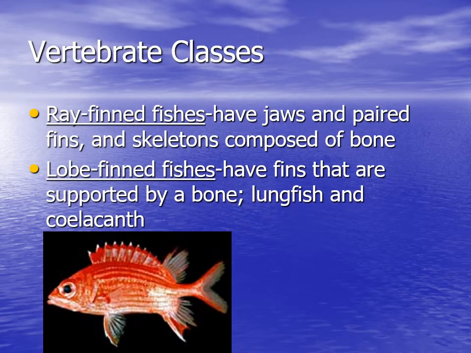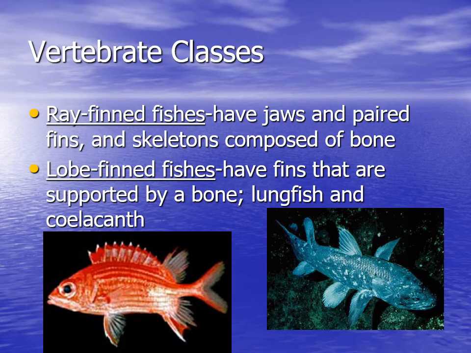The lobed-finned fish, like this coelacanth pictured to the right, they have fins that are supported by one single big bone in the middle. The lungfish and the coelacanth are the two biggest examples of that. We'll be talking about those guys more as we go on.